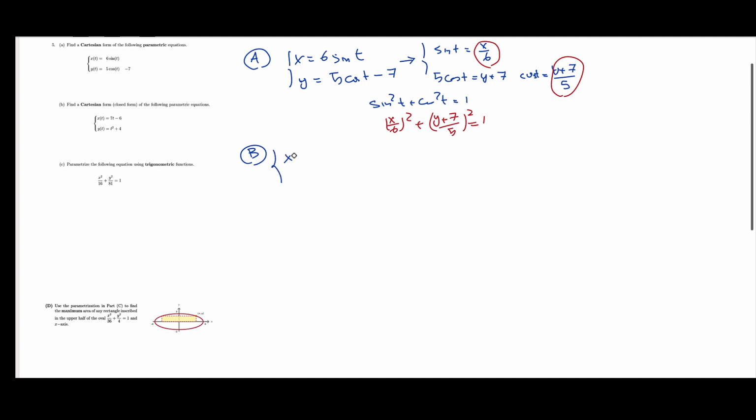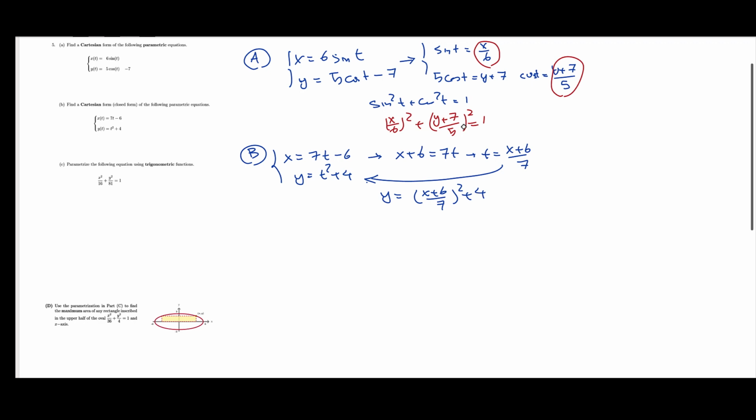Now for part B, the parametric form is x equal to 7t minus 6, y equal to t squared plus 4. To eliminate t between x and y, I see that one of these is linear, so I solve for t in that linear equation. So x plus 6 equal to 7t, so t is equal to x plus 6 divided by 7. Then I place t back in here, so y is equal to x plus 6 divided by 7 to power 2 plus 4, which is actually a parabola.